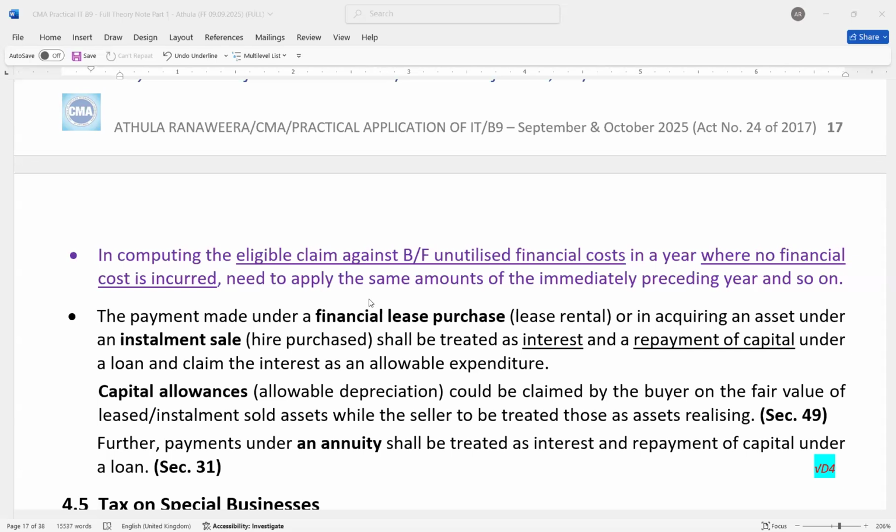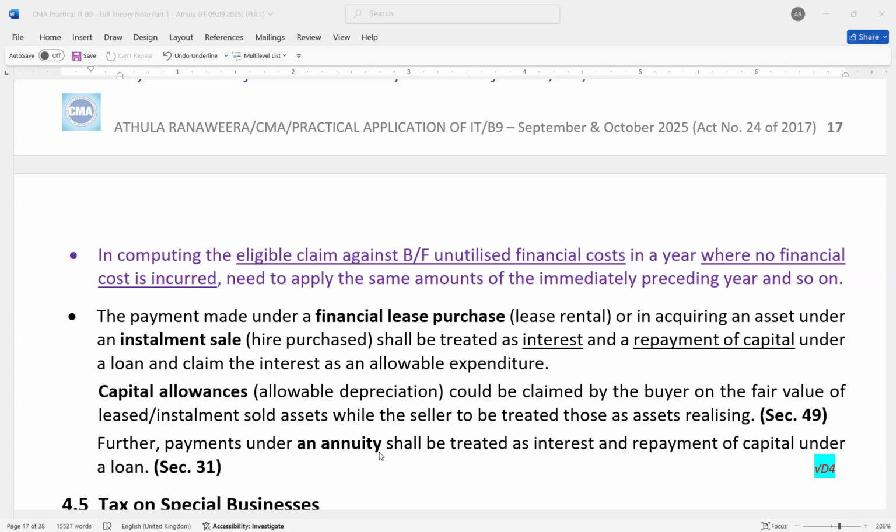I think that is clear. Then capital allowances could be claimed by the buyer. In this case, capital allowances could be claimed by the buyer on the fair value of the lease asset, and the seller is to be treated as having disposed of the asset. Section 49. Further, payments under any annuity shall be treated as interest and payments of capital under a loan.